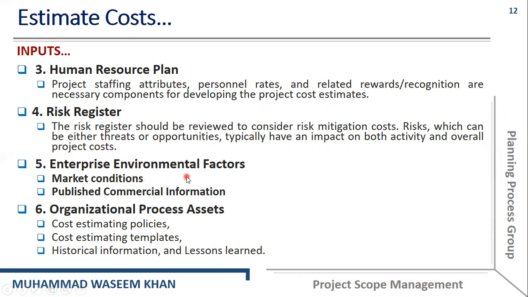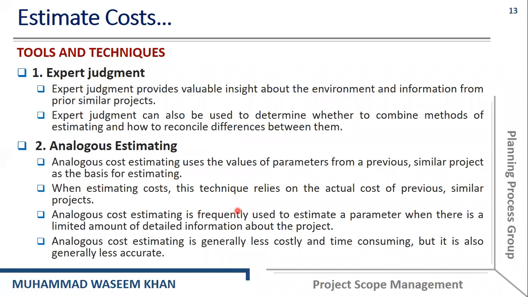Okay. So enterprise environmental factors and organizational process assets, we are not going to discuss again, because we have already discussed them in the previous lectures. Then let's move toward the tools and techniques, which include expert judgment. Expert judgment provides valuable insight about the environment and information from prior similar projects. Expert judgment can also be used to determine whether to combine methods of estimating and how to reconcile differences between them. Again, we have discussed expert judgment many times.